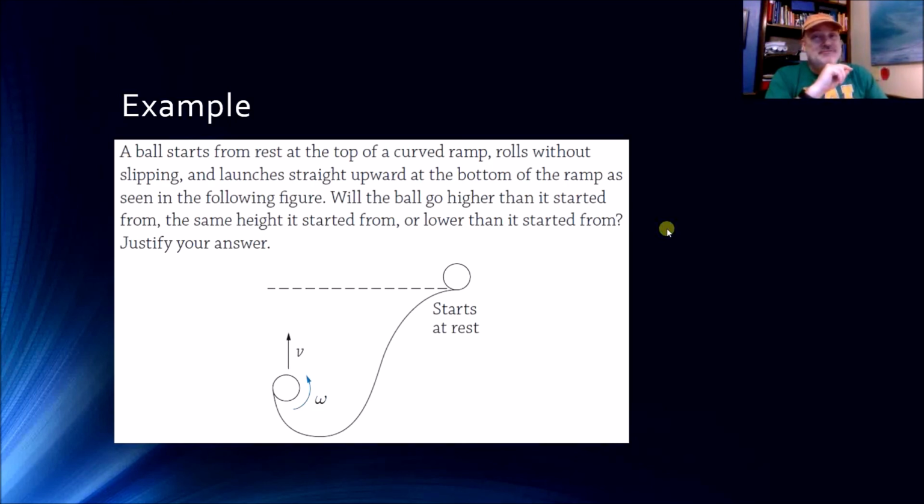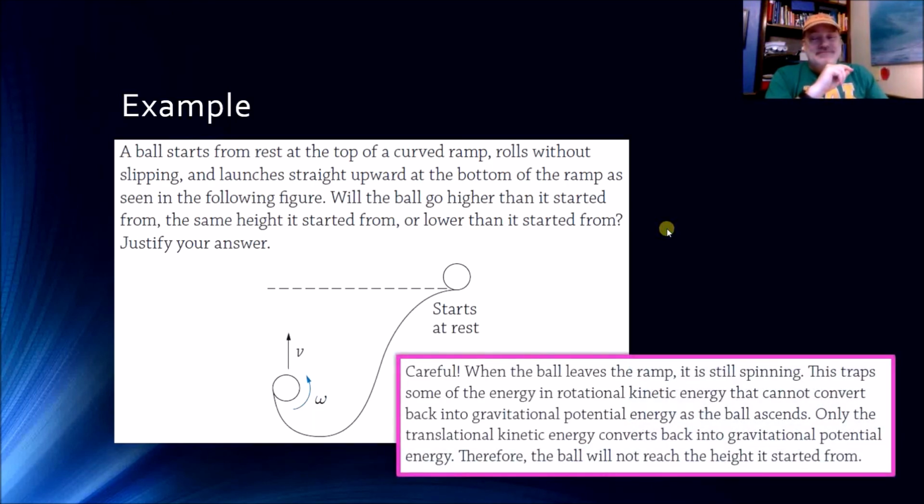What's your prediction? Be very careful with this one. So remember when we had the car coming down here and going straight up, we said that if we launched it straight up, it would go to the same height. Now that's true for a translating only object, but this object has translational and rotational kinetic energy.